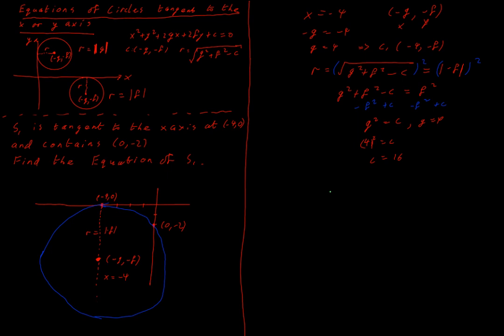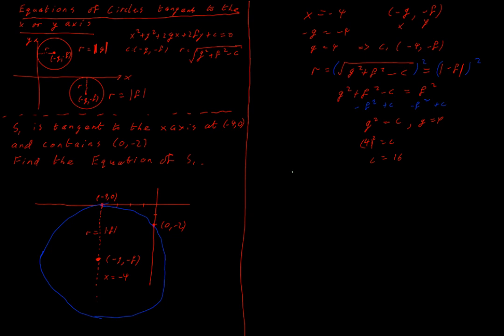So with very little work, because of my equation here and because of my sketch, I'm able to get the values for G and C. So now I need to find the value for F. Well, what other information am I given in the question? I'm given that the circle contains the point 0, minus 2.